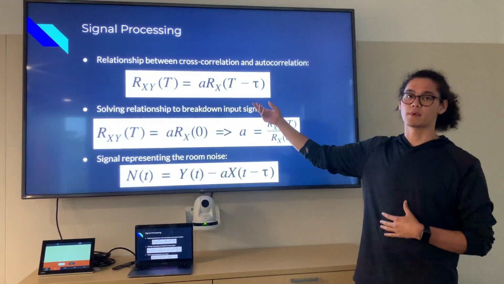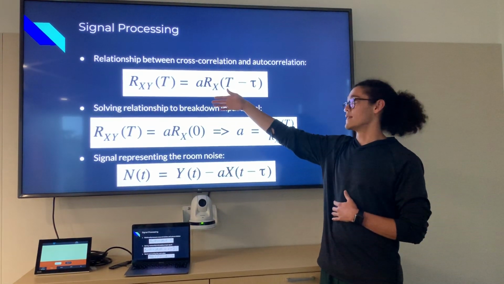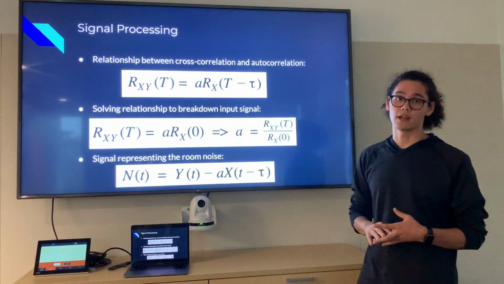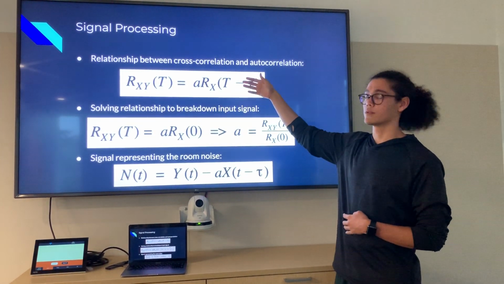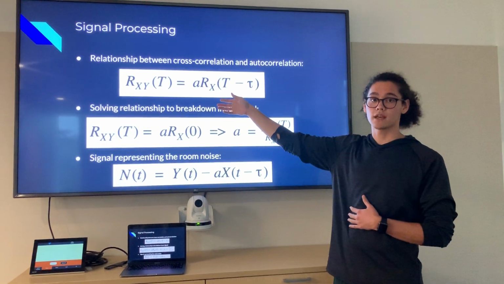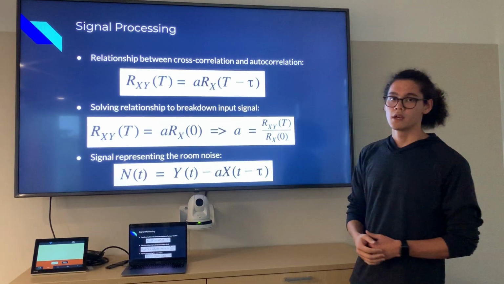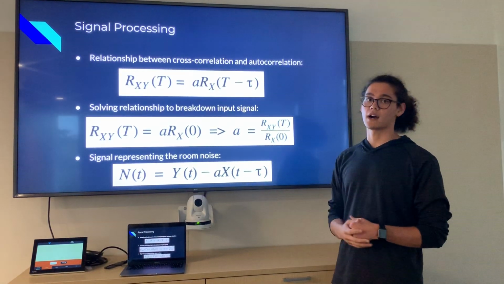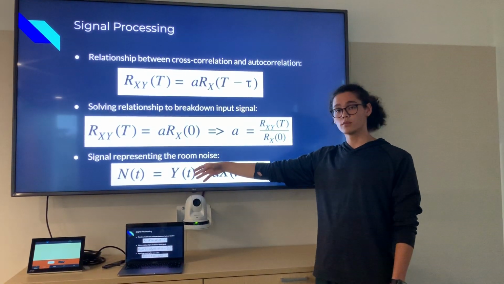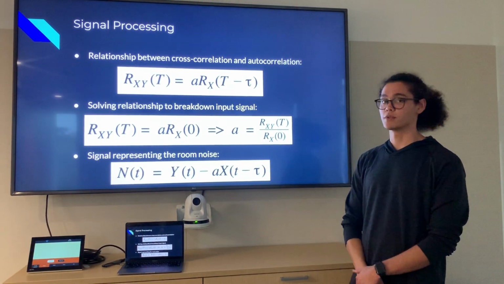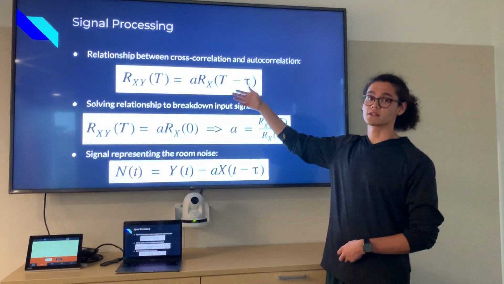We'll relate the two signals by taking the autocorrelation of signal X, being the user's input, and the cross-correlation of the user's input and the room volume. Now, the cross-correlation will equal the autocorrelation multiplied by some scaling factor and shifted by a time constant, in this case tau. In order to determine the room noise, we'll have to use this formula down here, correlating the relationship of the room noise and the input signal, the user's input sound signal. So we'll have to solve for the scaling factor and the time constant.